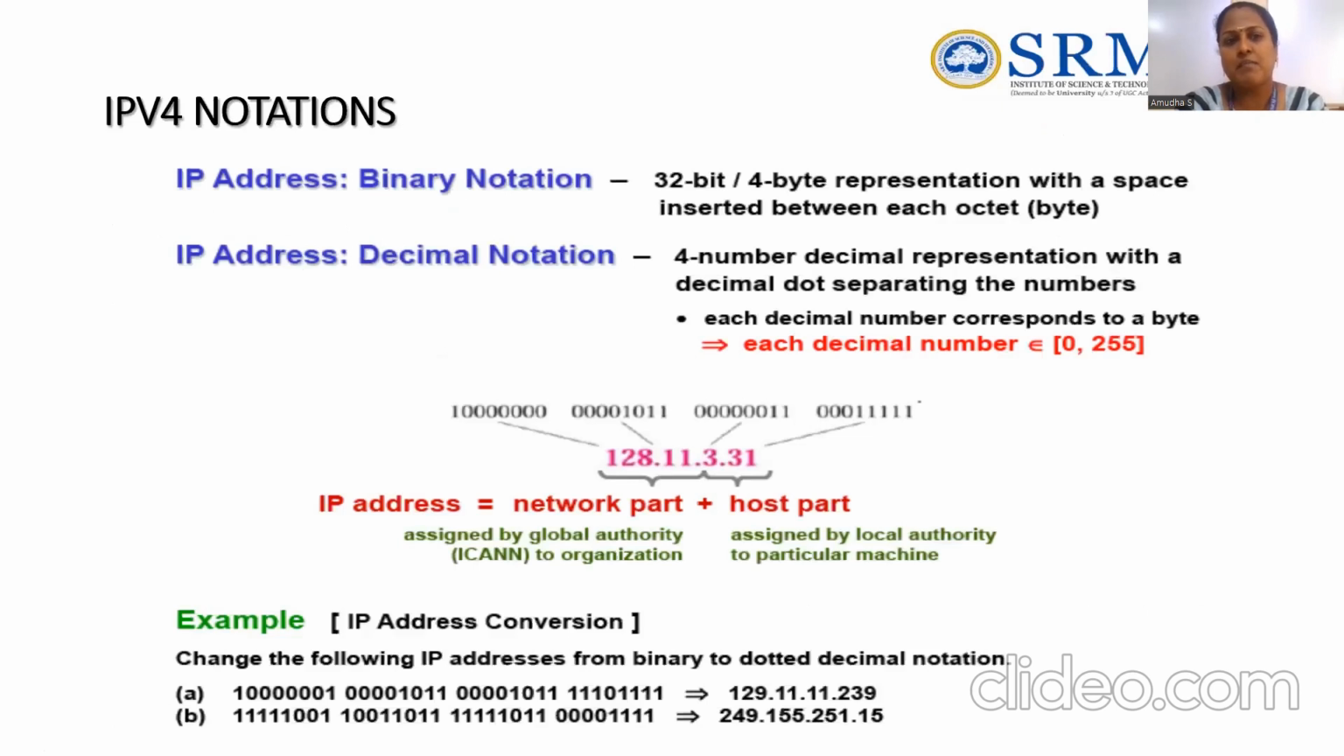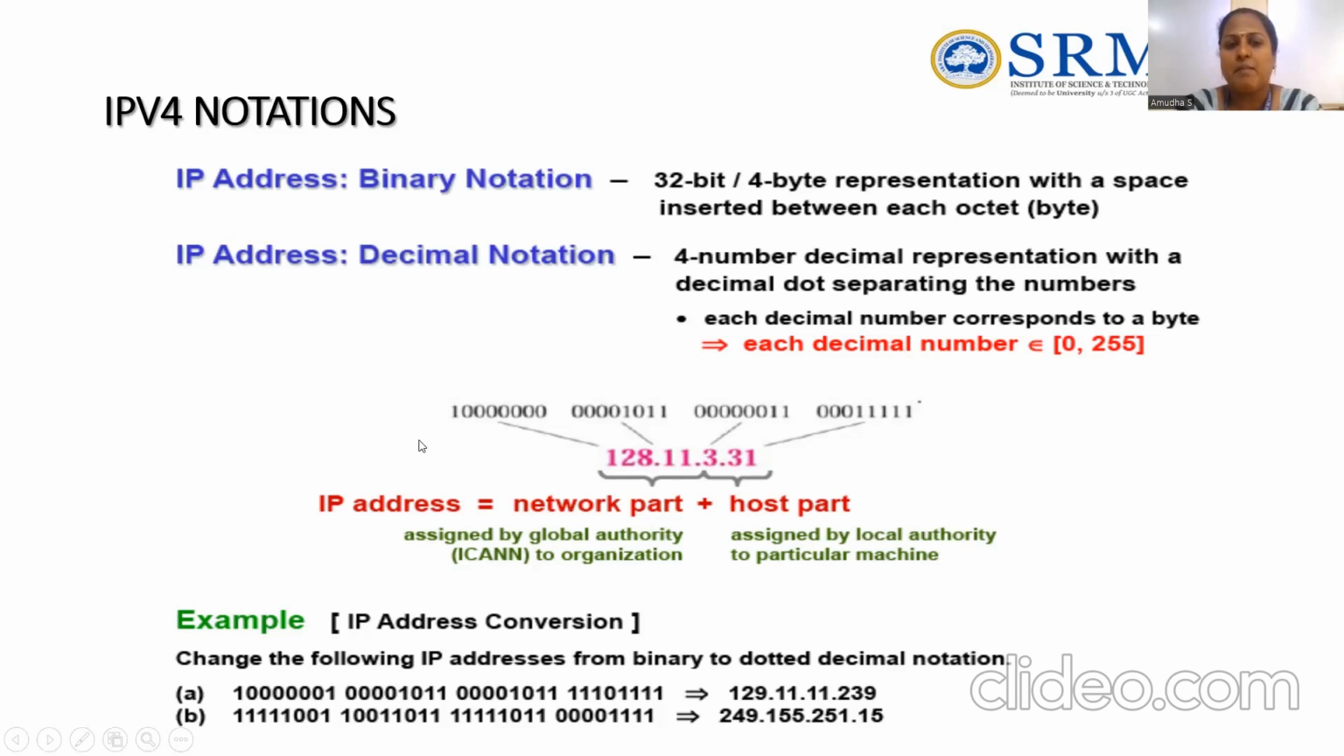We can represent IP addresses in two different types of notation: binary notation and dotted decimal notation. In binary notation, the total size is 32 bits, which is divided into 4 bytes, and the bytes are separated by dots. In dotted decimal notation, there is a 4-number decimal representation separated by the dot symbol. So this is a binary representation of an IPv4 address, and 128.11.3.31 is a decimal representation of an IPv4 address.